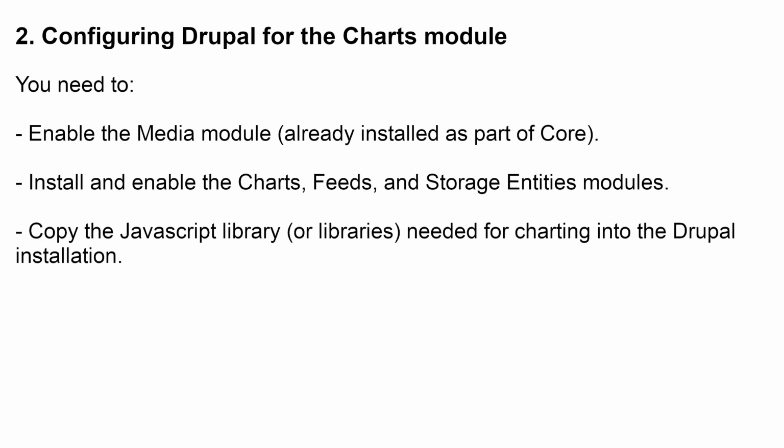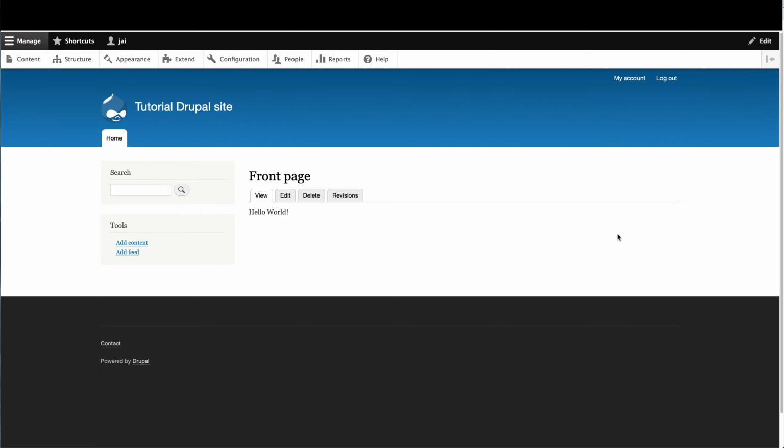Part 2, configuring your Drupal installation for the Charts module. Now, what you'll need are 4 modules installed and enabled, plus some JavaScript as well. And you can see those provided on the screen here, with links to these provided in the description below. Now, let's get to it. Here we can see my Drupal installation. This is Drupal 9.3. I just installed it, brand new, not much to it. And let's look at the modules that I've already installed.